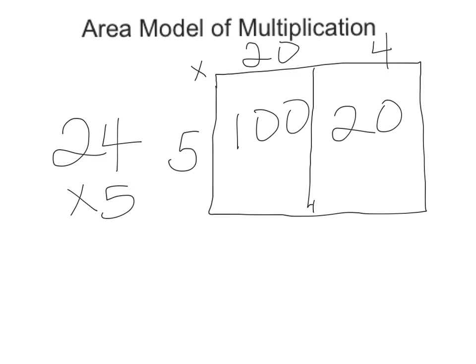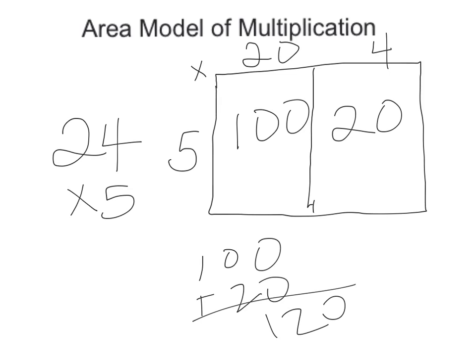So we have 2 partial products here. To find out the product, we have to add those together. So 100 plus 20 equals 120. And 120 is our product, our answer. So 24 times 5 is 120. That is the window pane method, also called the area model of multiplication.